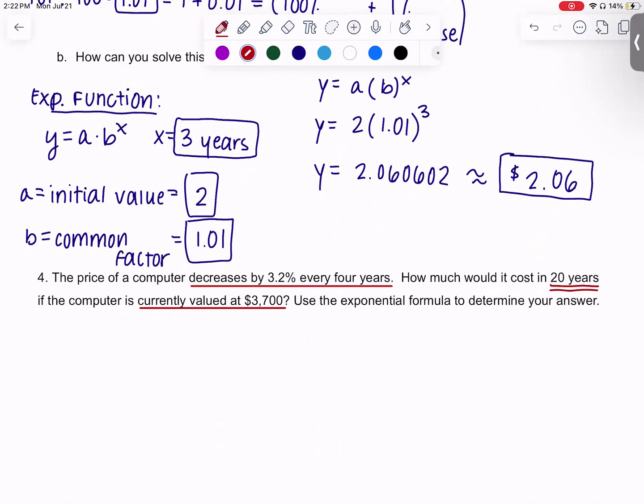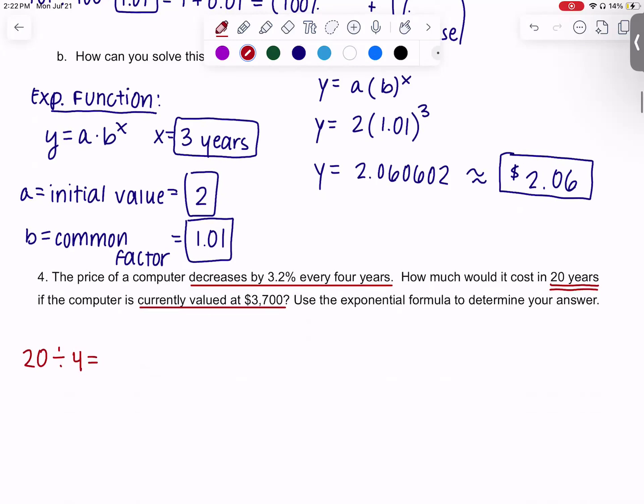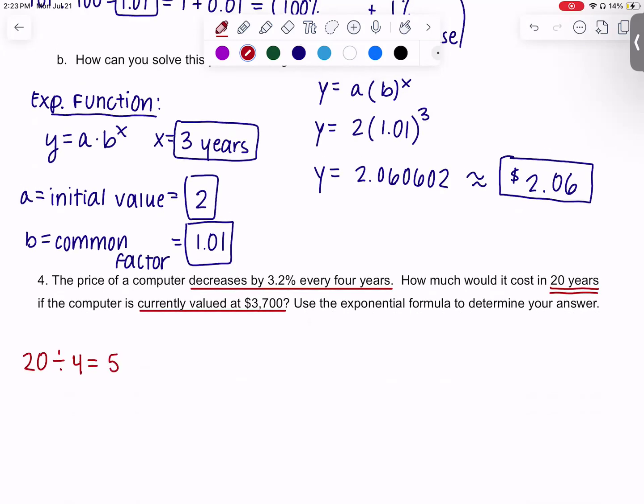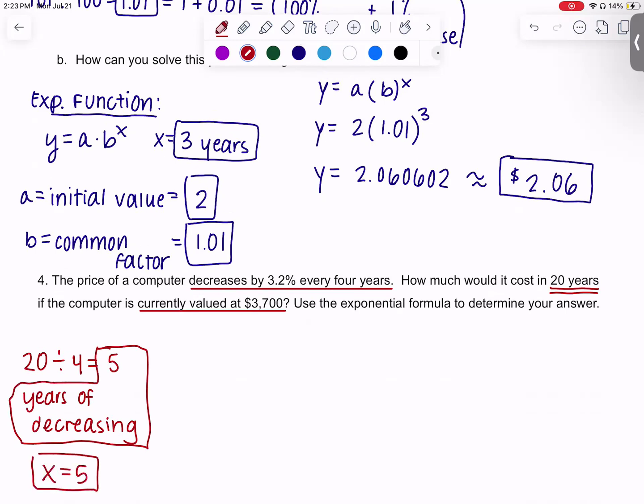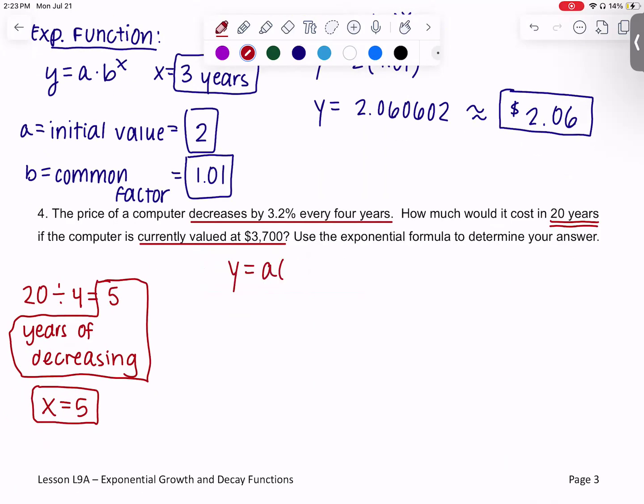The first thing to do here is note that it's not decreasing every year, it's decreasing every 4 years. So if I'm looking at 20 years, it's not 20 years of decreasing, it's 20 divided by 4. It's only 5 periods of decreasing. It's only 5 times where I multiply. So my exponent is really 5. x equals 5. When we're using the formula y equals a times b to the power of x, x, the exponent, represents the amount of time periods.